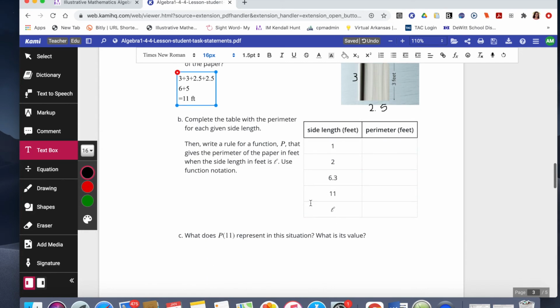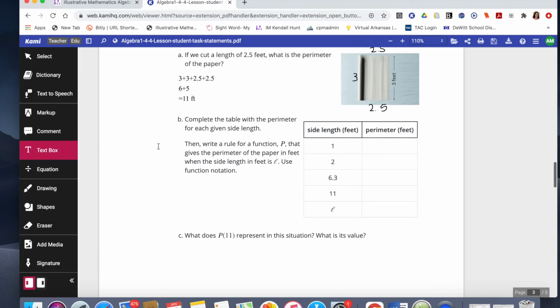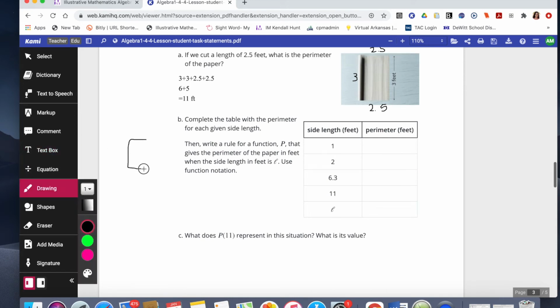Part B says complete the table with the perimeter for each given side length. Then write a rule for a function P that gives the perimeter of the paper in feet when the side length in feet is L. Use function notation. So when the side length is 1, we still have that width of 3. That's not what I needed. Drawing tool. So we're going to just draw this right here.